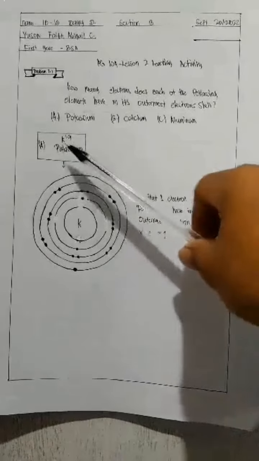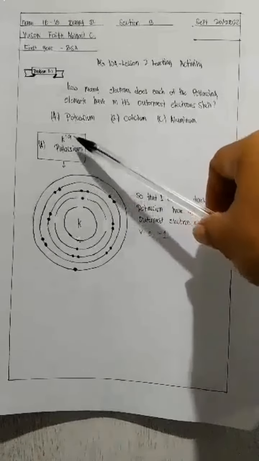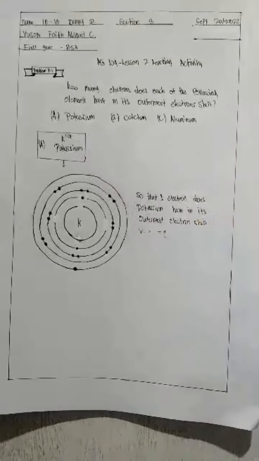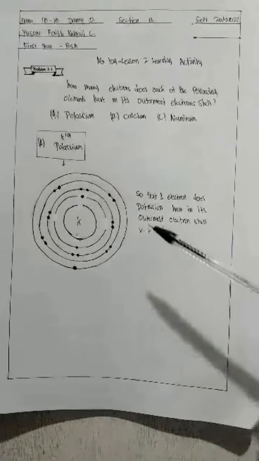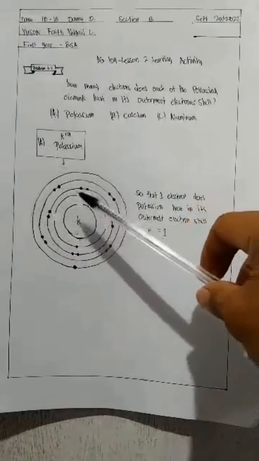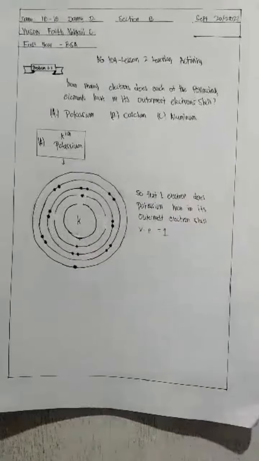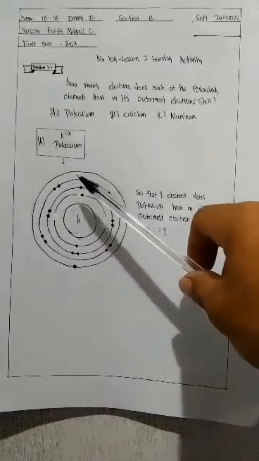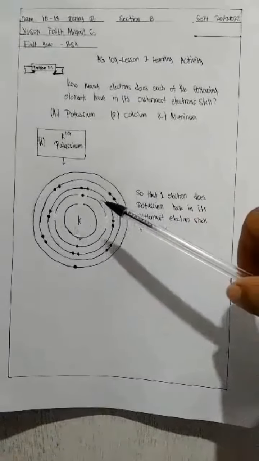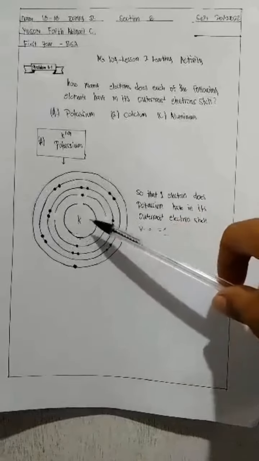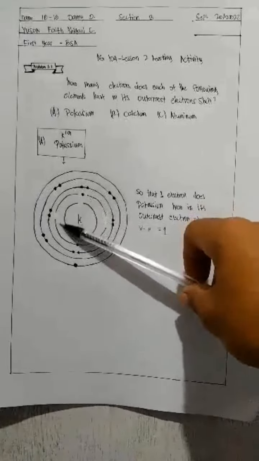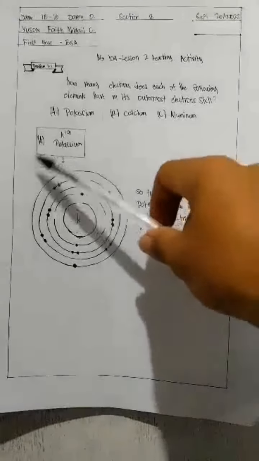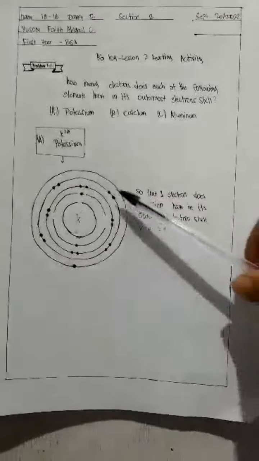you find the atomic number, which is 19. So the atomic number of potassium is 19. Therefore, you need to plot 19 electrons in your model. In the first ring, the maximum is 2 electrons only. So you need to put 2 electrons in the first ring. 1, 2. Because your atomic number is 19, 19 minus 2 equals 17.